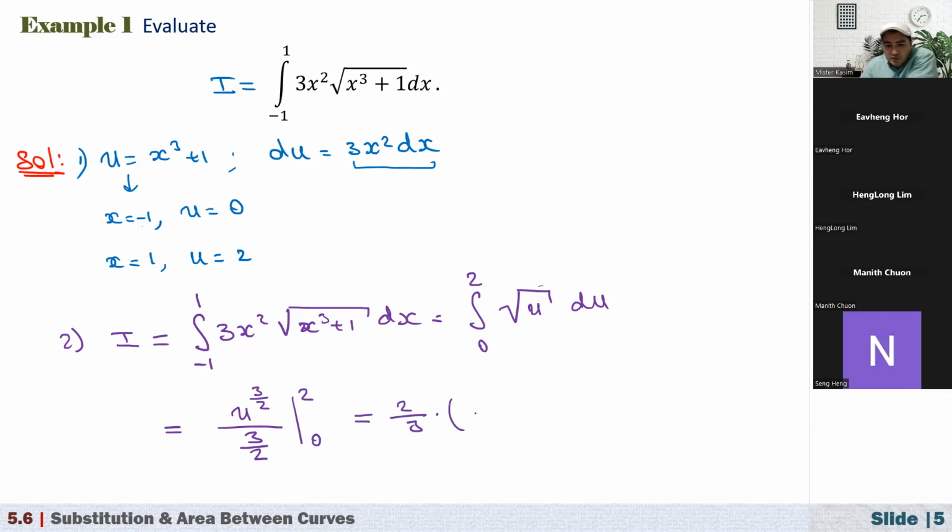When u is equal to 2, so here we have 2 to the power of 3 over 2 minus 0 to the power of 3 over 2, which is equal to, and this 2 to the power of 3 over 2, that is square root of 8, right? So that's equal to 4 square root of 2 over 3. Okay, so that's the value of this definite integral.